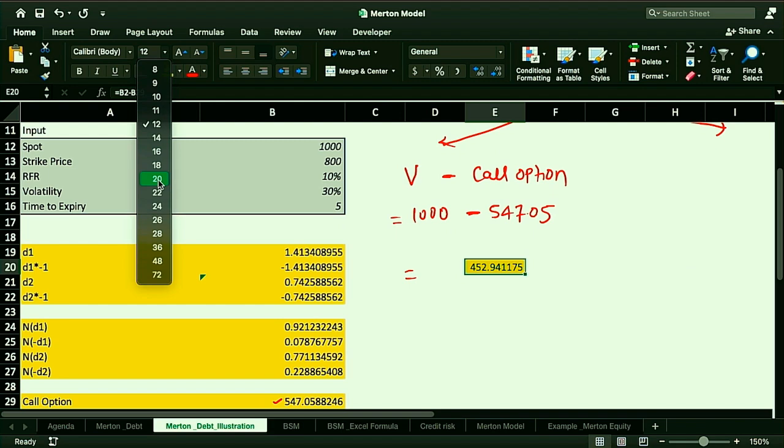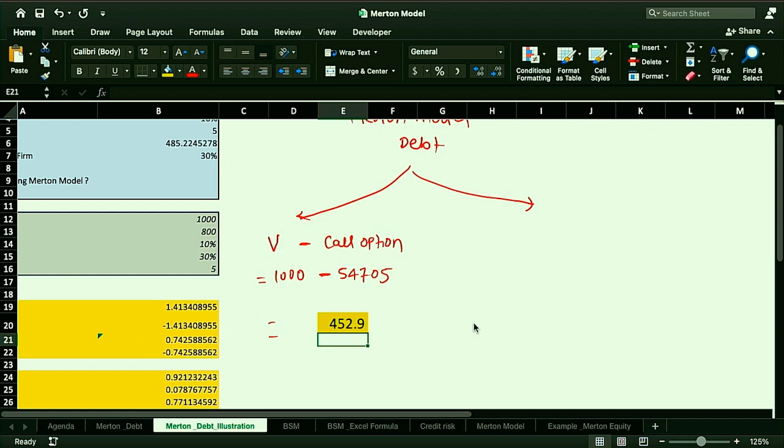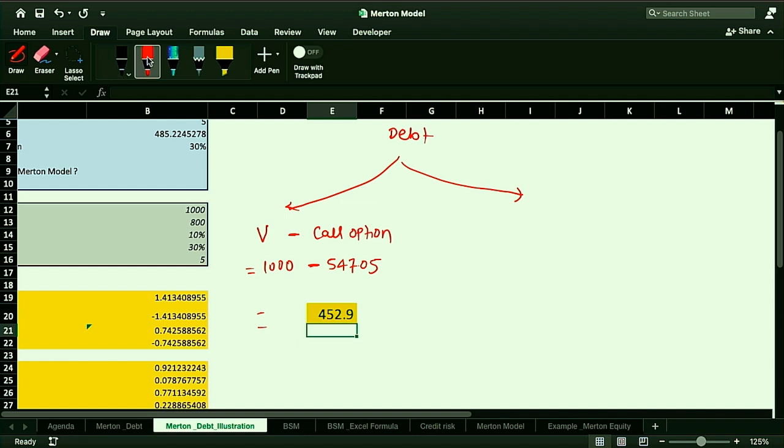Okay, so this is your value of the debt, 452, right? Now, what is the second way to do it? The second way to do it is, instead, I would say that I have a long position on RFR. And what is the RFR of this?